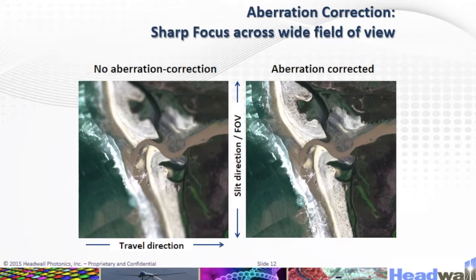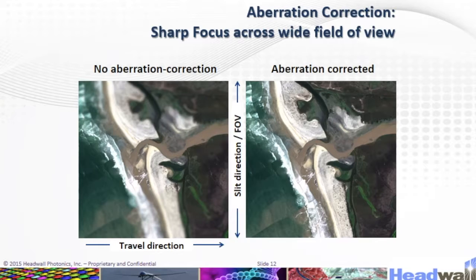Here we have an image with aberration correction. You can see the sharp focus across a wide field of view. To the left, you have no aberration correction, and to the right you have aberration correction. So aberration correction sounds like a silly word here, but it means a lot in saving on time, battery life, or fuel.